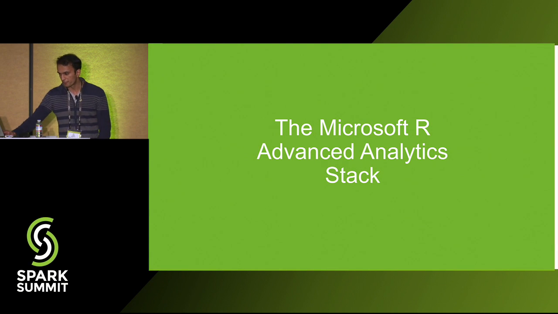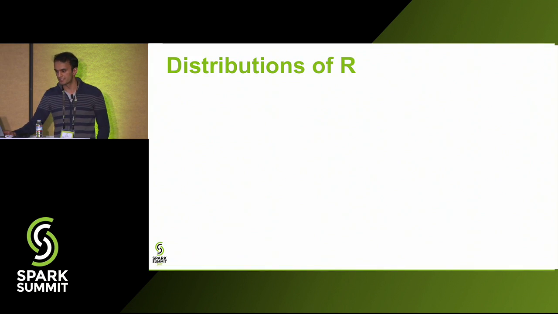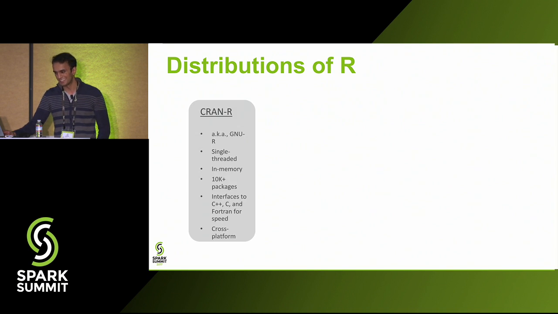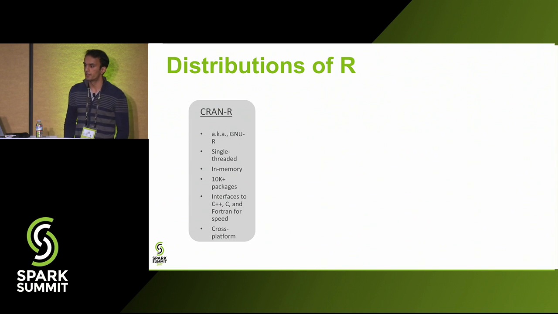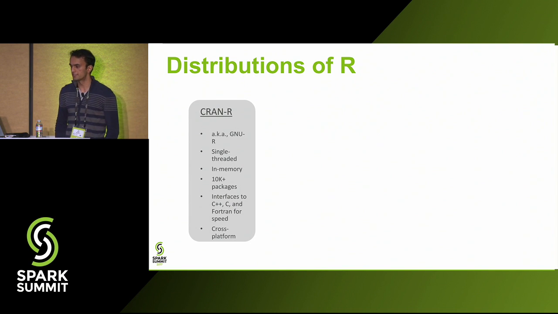All right, before I dive into what I want to talk about, I want to at least describe what the Microsoft R distribution of R is, because it's not always very well explained. So the original distribution of R is the CRAN R, or GNU R, which has been available since the early 90s. It's GPL licensed, single-threaded, and entirely in memory. So all your computations will take place on one core. Everything you create in R as an object will reside in some memory address.